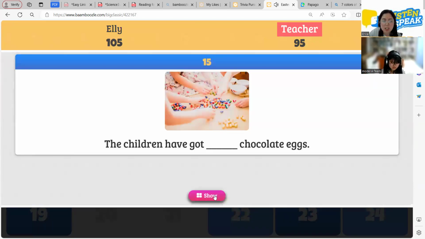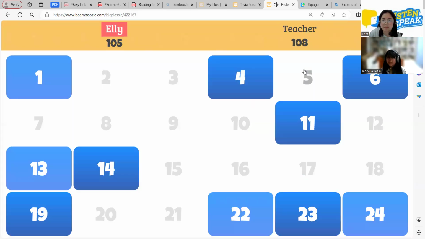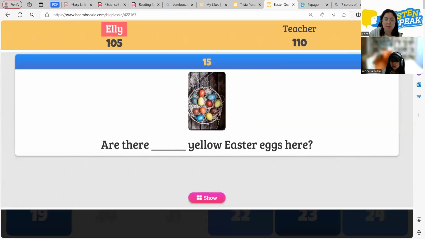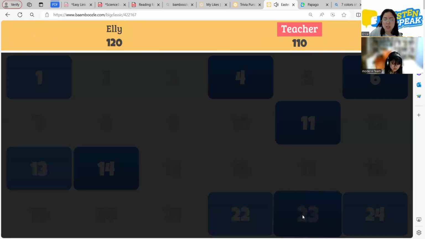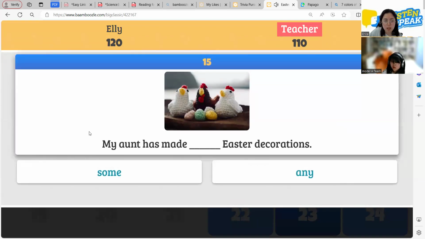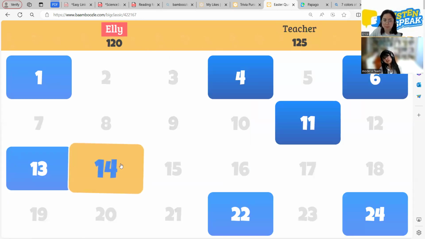16. The children have got some chocolate eggs. Nineteen. Are there any yellow Easter eggs here? Yeah. 23. My aunt has made some Easter decorations. 30.